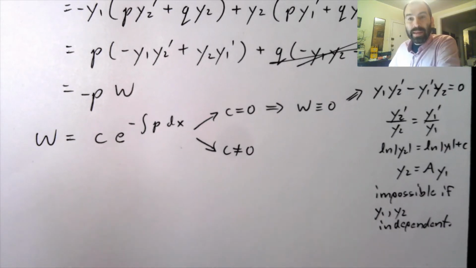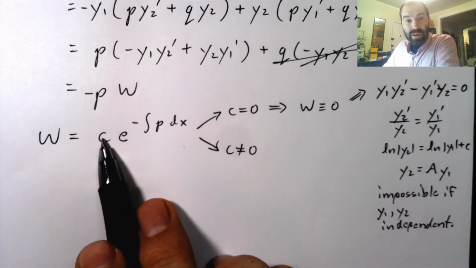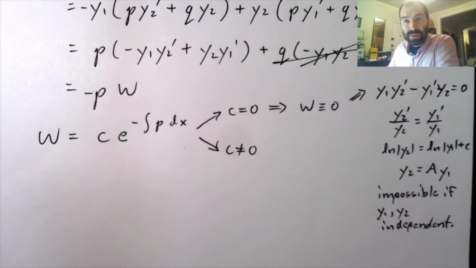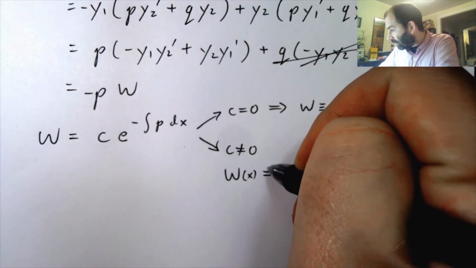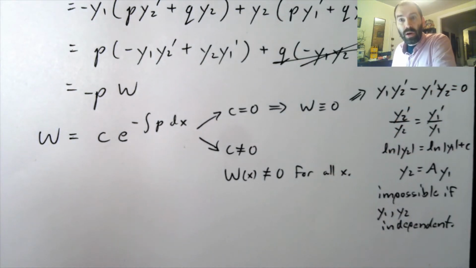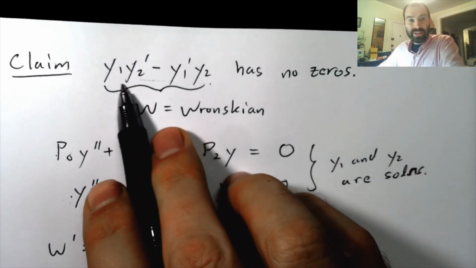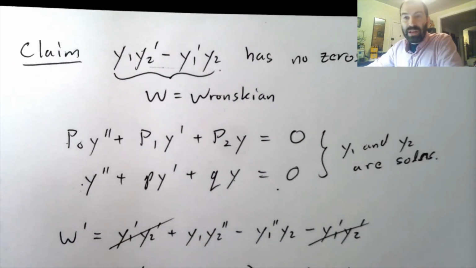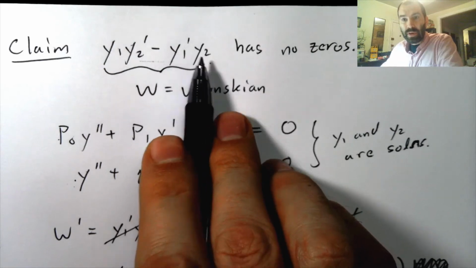Okay? Now, what is true about this row? Well, if c is not 0, it's multiplied by this function, e to the something. Well, e to the something can never be 0 either. So that means that w is never equal to 0 for all x. Okay, this is what we were trying to show. This guy, what we were calling the Wronskian, has no zeros. So if we choose our y1 and y2 to be independent, then this thing is guaranteed not to have any zeros.